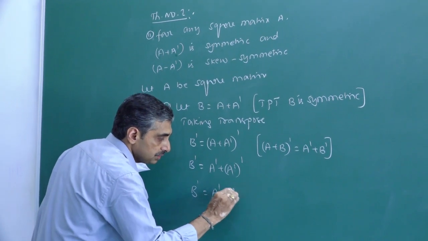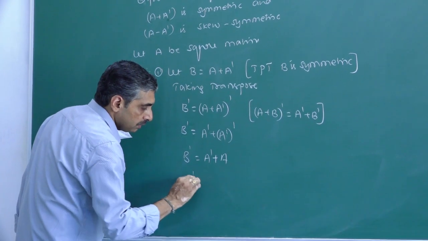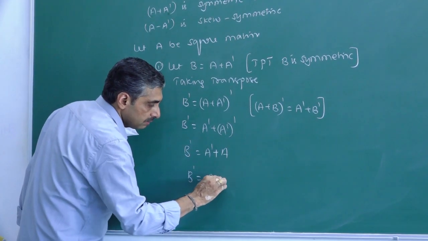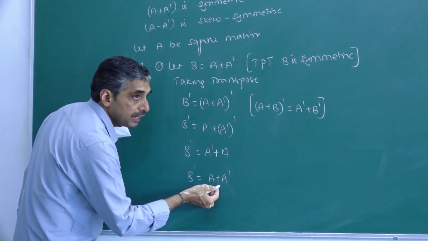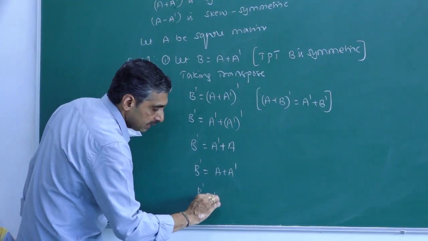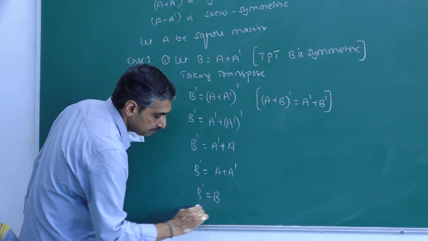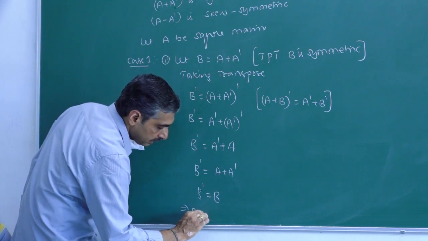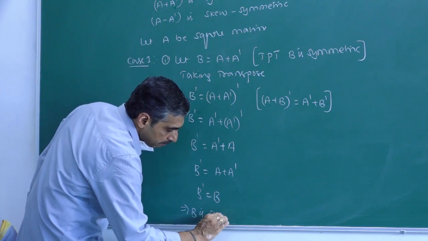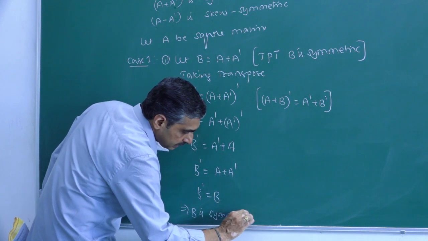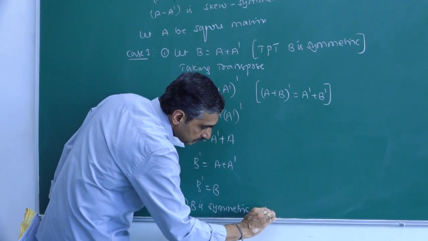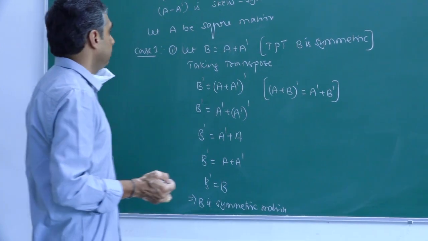A dash whole dash is equal to what? A. So now A dash plus A is always A plus A dash, commutative. So therefore B dash is equal to A plus A dash, which is B. So that means the matrix B is a symmetric matrix. So that's the first part of the problem.